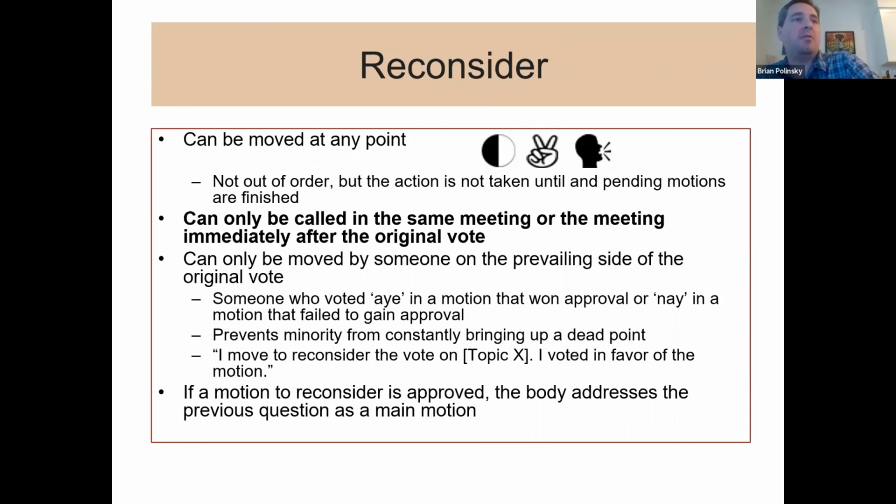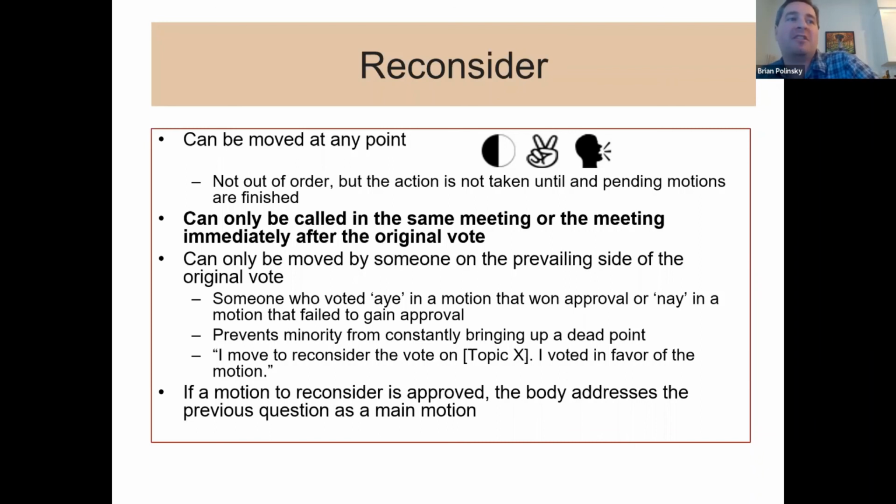And it can only be moved by someone on the prevailing side of the original vote. I call this the sore loser rule. That's my own name. I don't think that's the official name. If you lost on the original motion, you can't just keep bringing it up and saying, you know, I want you to reconsider this. I think you made a mistake. Someone who voted aye in a motion that won approval or nay in a motion that failed to gain approval. That prevents a minority from constantly bringing up a dead point that's already been debated to death. So someone can say, I move to reconsider the vote on topic X. I actually voted in favor of the motion. Now I think we ought to reconsider it.